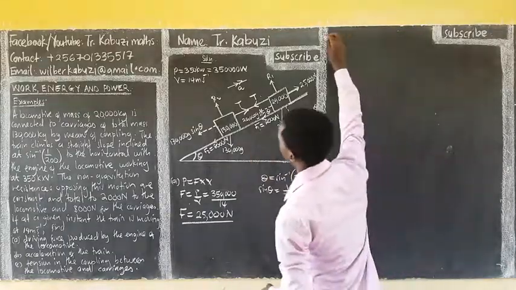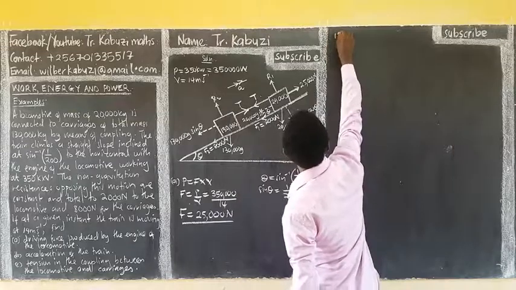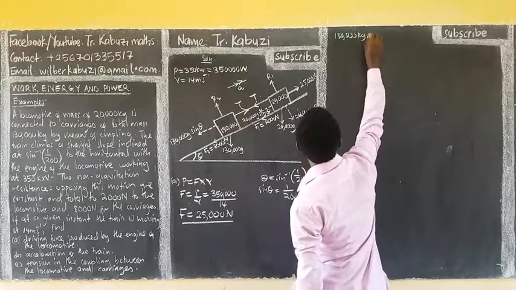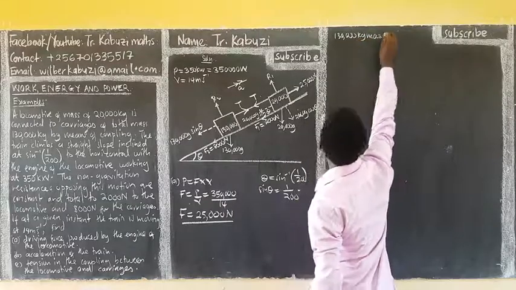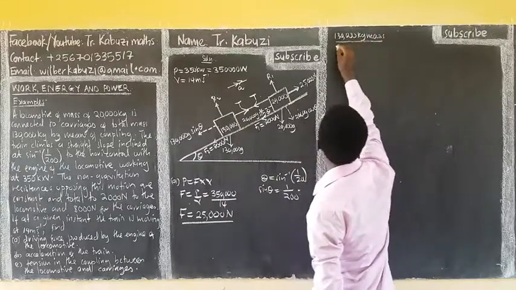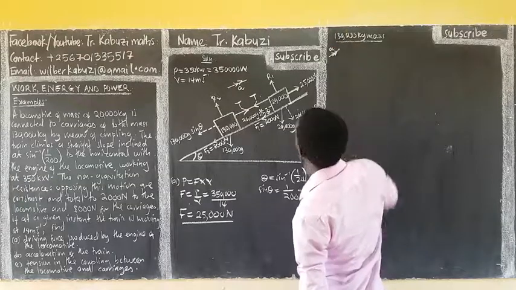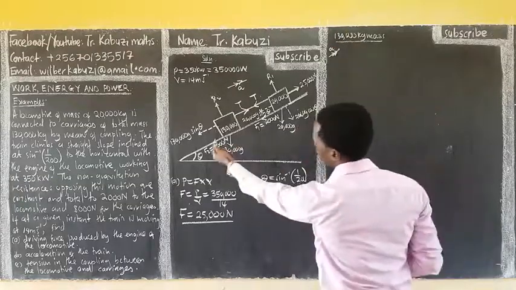Okay, so the 130,000 kilogram mass. Where is our acceleration? It is in that direction there. So what is pulling this in that direction?